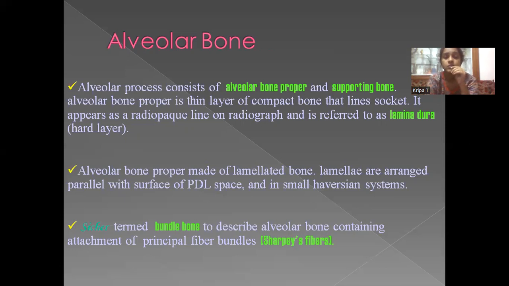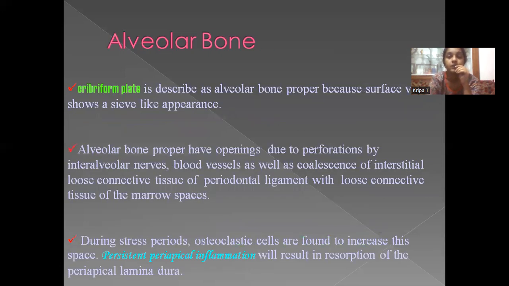Seiker named the same as bundle bone to describe alveolar bone, which contains attached principal fiber bundles called Sharpey's fibers. Cribriform plate is an alveolar bone proper with a sieve-like surface. These are perforations for the passage of interalveolar nerves and vessels, as well as coalescence of connective tissue of the PDL with that of the marrow space. During a stress period, osteoclasts are found to increase in the space.